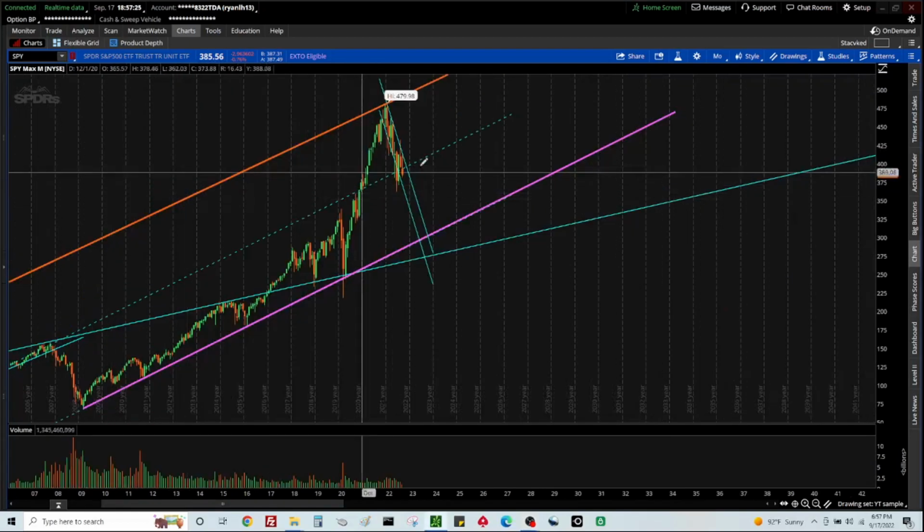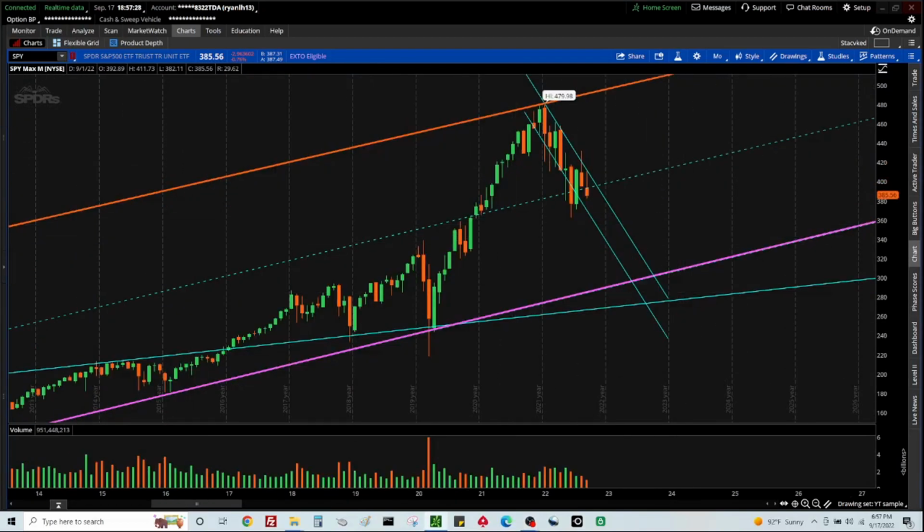And if we go up top here, looking at the dotted blue line, we can see resistance, resistance, support, support, support, resistance, support, support, resistance. So I like this channel. We're now below this channel for the month of September.